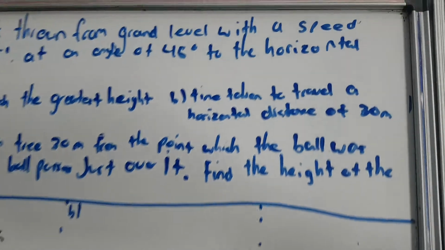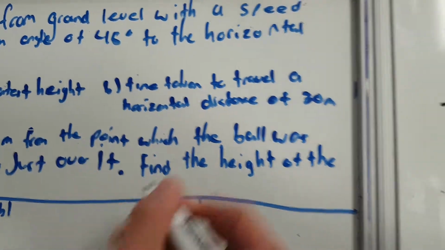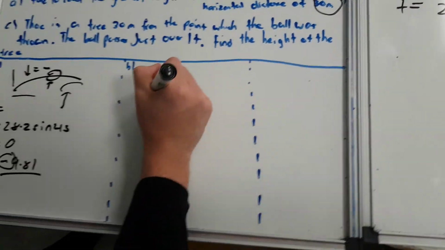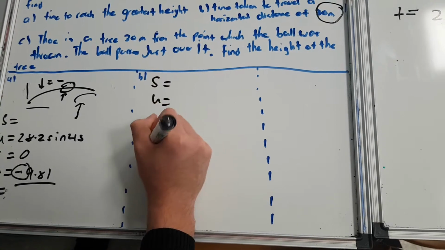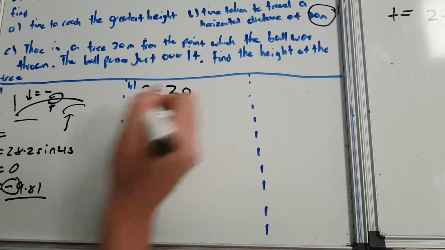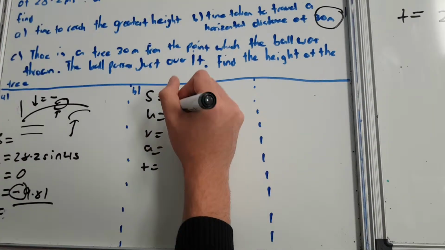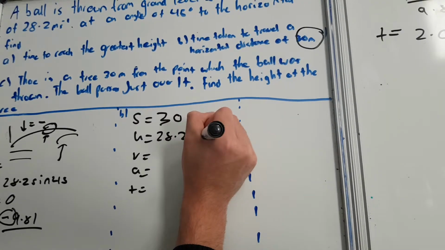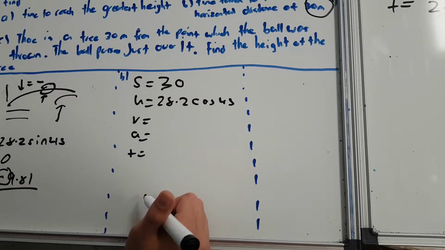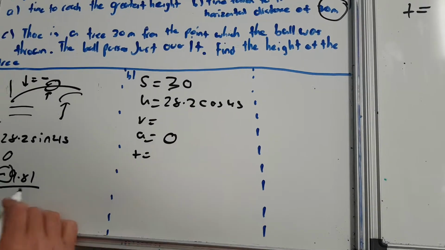For question B, they state that they want the time taken to travel a horizontal distance of 30 meters. So now we know that there's a distance of 30 meters. So when we write our SUVAT equation, we write 30. We know the initial velocity, 28.2 cos 45 this time because it's the horizontal aspect. Time taken to travel. And we know that there's no acceleration in the horizontal aspect, it's only vertically.